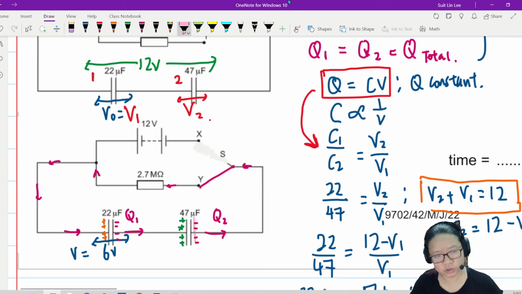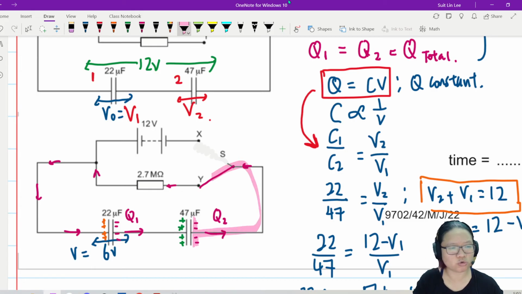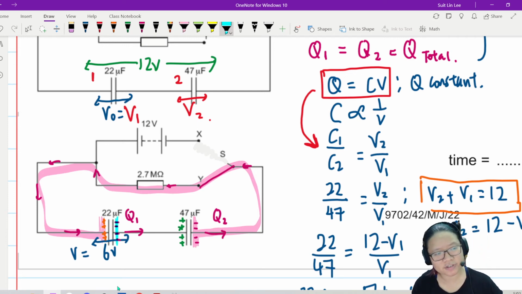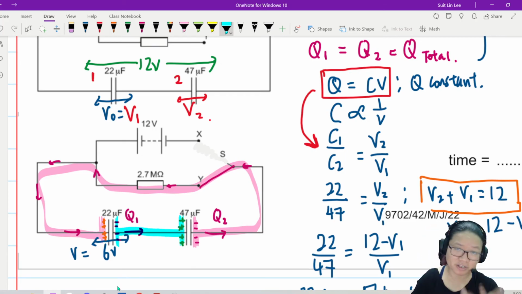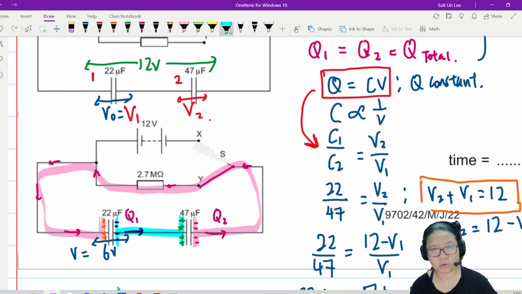When we close the switch, the electrons on the second capacitor zoom and neutralize the positive plate of the first capacitor. And the electrons on the first capacitor zoom and neutralize the positive plate of the second capacitor. So in this discharging process, whatever happens to capacitor 1 happens to capacitor 2. They're in this together. The charge that is induced in capacitor 1 is also in capacitor 2.